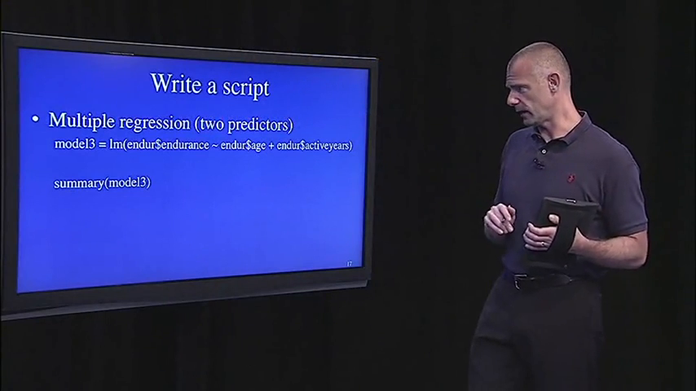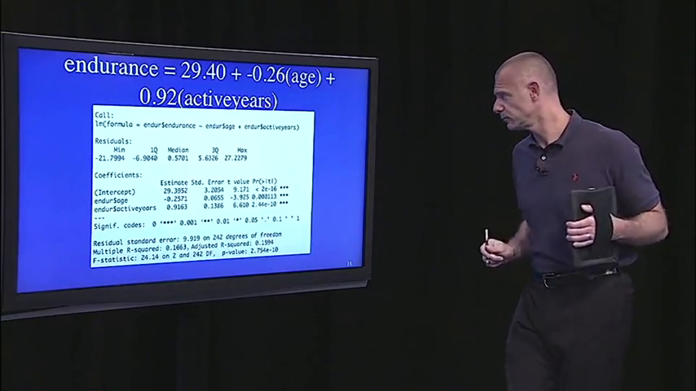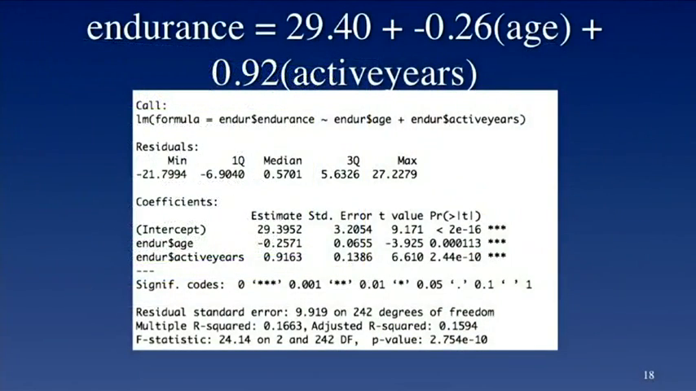So we're going to put in both age and active years, and let's see what happens. This is where I think it gets interesting. So our intercept is 29.4. That's not so interesting. It's just the predicted score on y when both x's are 0. But if you look at the regression coefficients for both age and active years, you see that each of them got stronger than when they were entered into the regression analysis by themselves.